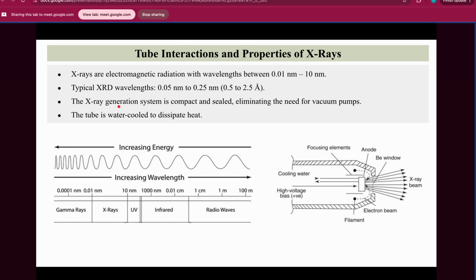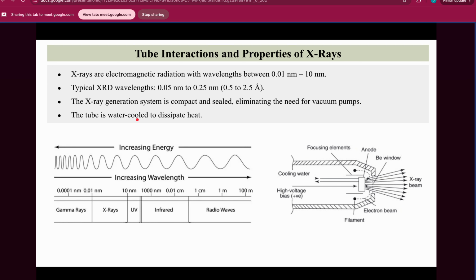Now comes the X-ray generation system. It is compact and sealed, eliminating the need for vacuum pumps. In the later slides, we'll see the different X-ray generation systems, but it is hoped that it should be compact and sealed so that there is no interference with the external environment, and the tube is water cooled. As we have seen, whenever those electrons are moving, they dissipate some heat. To avoid that, we use water as a coolant.